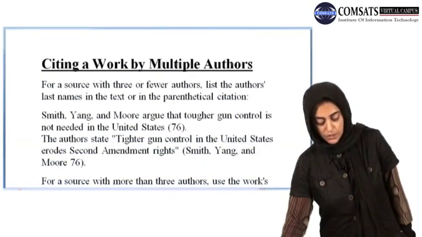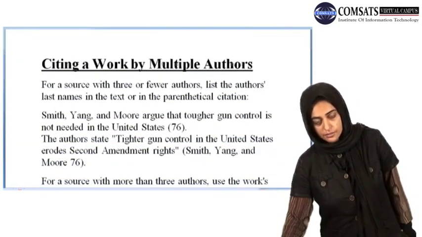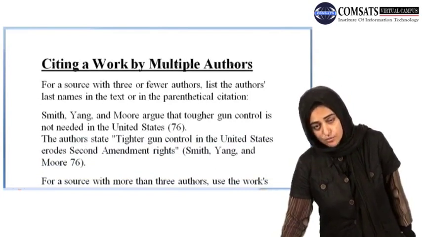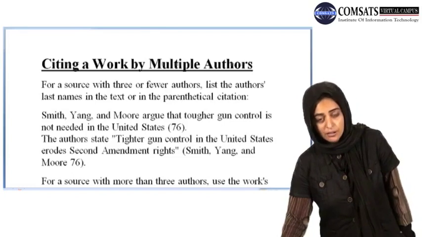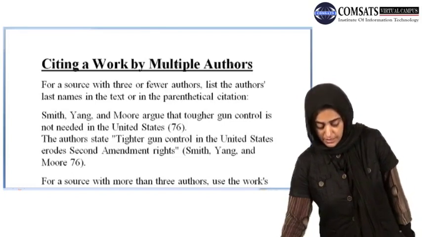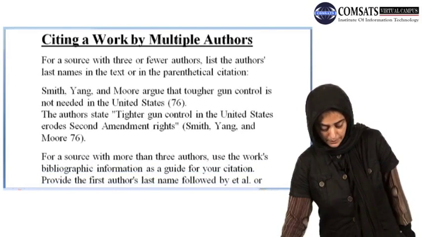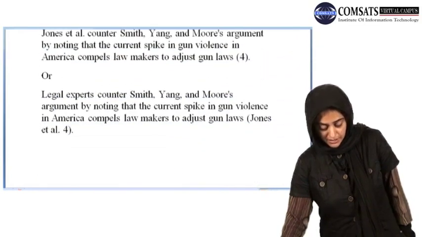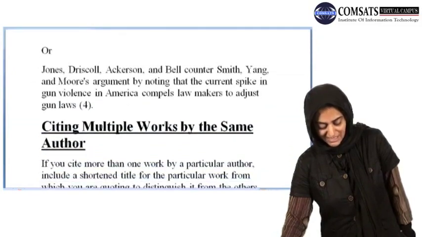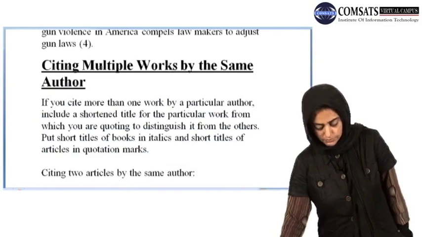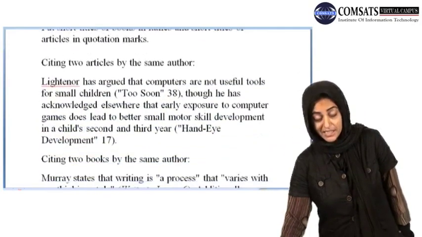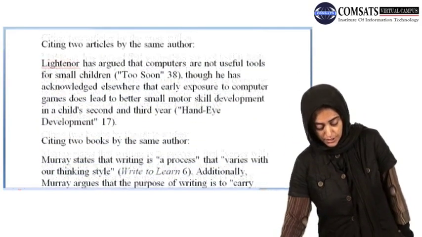Then, dear students, we discussed citing a work by multiple authors. There might be something written by more than one author. Then how to cite them, how to go for the in-text citation of such a work by following the MLA formatting style, MLA referencing style. With examples, we have discussed it in the last lecture. Then, dear students, citing multiple works by the same author. We discussed that as well, how to create an in-text citation for such a work.